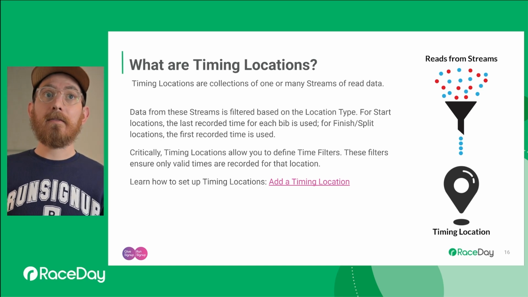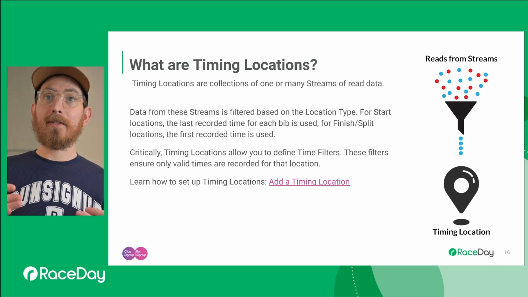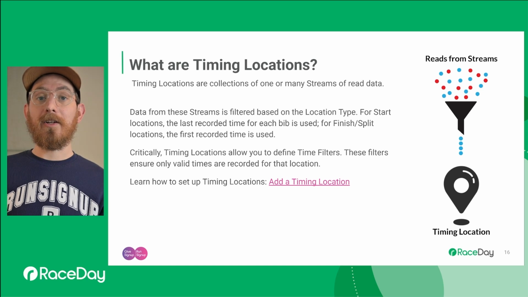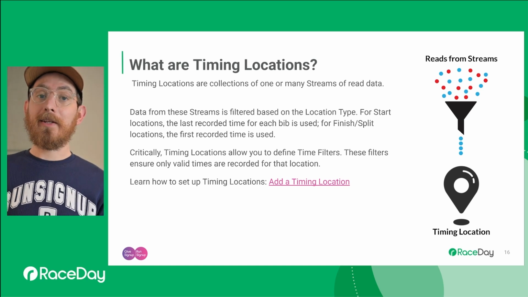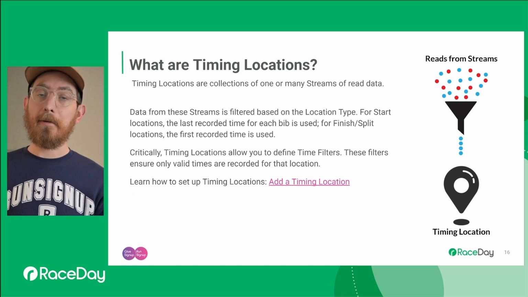Critically, these locations also allow you to define time filters. So they allow you to say, hey, for my starts, I want you to consider reads until 9:05 a.m. And then I want to start considering finish reads after 10 a.m., something like that.